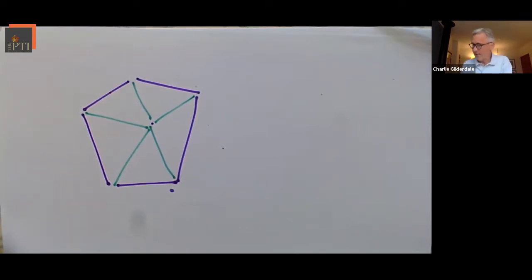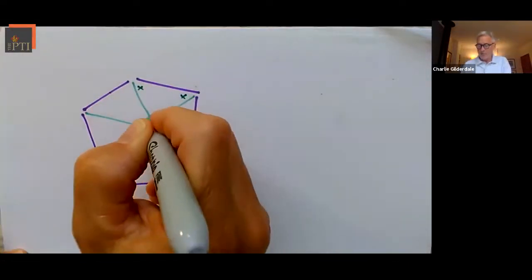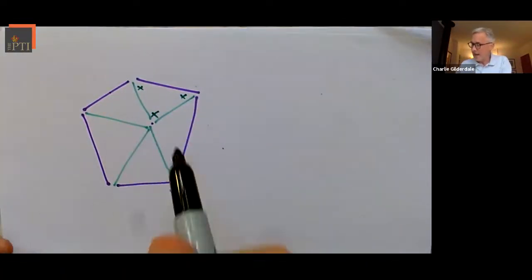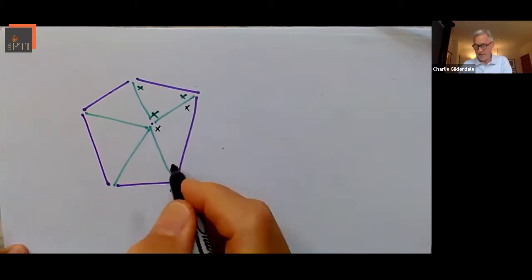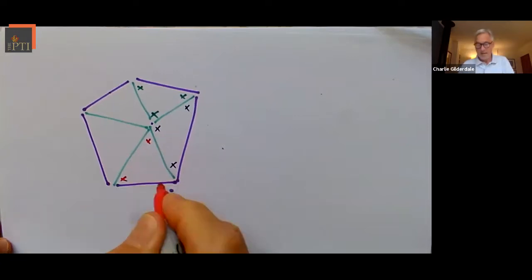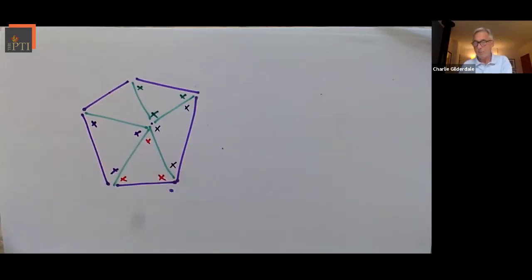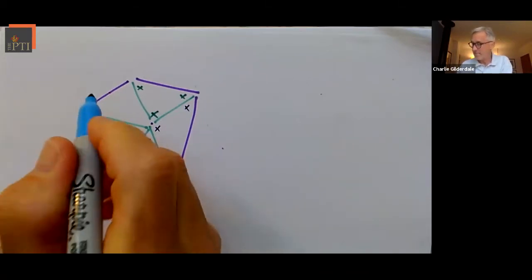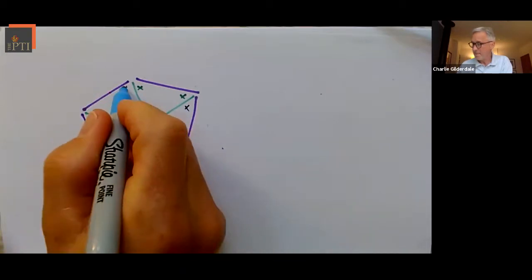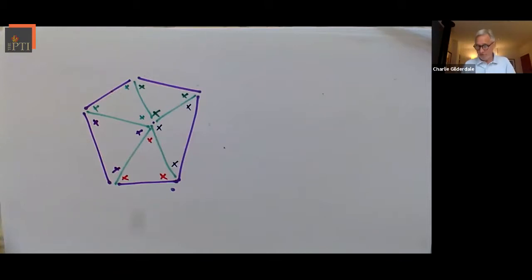And luckily I've got 5 colors, so that's good. So the green angles are going to add up to 180 degrees. The black angles are going to add up to 180 degrees. The red angles are going to add up to 180 degrees. The purple angles are going to add up to 180 degrees. And the blue angles are going to add up to 180 degrees. So I've got 5 lots of 180.